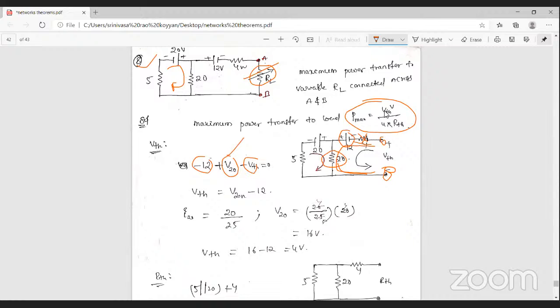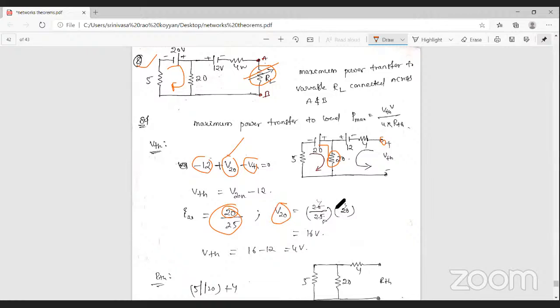So if you want this value, simply apply the loop analysis in this path. Okay, what is the current here? The current I is equal to 20 by, that is total voltage by total resistance, 20 plus 5, 25. That is the current. Once you get the current value, then you can find out the voltage across 20 ohm. So what is the voltage here? 20 into current. The current is 20 by 25.